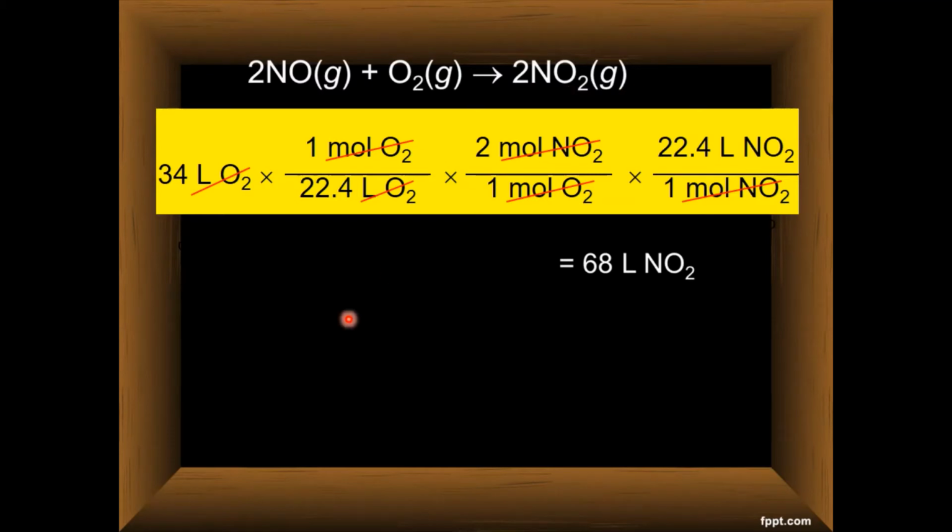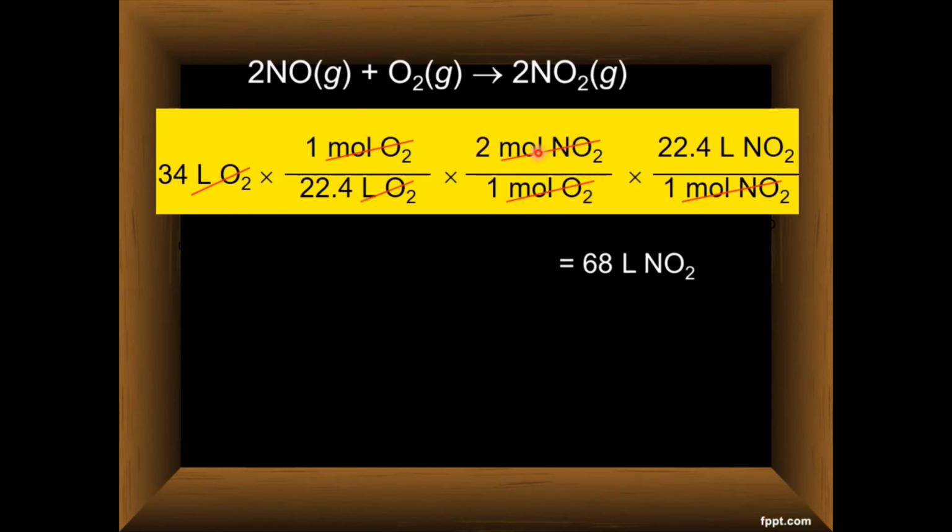So, same strategy, conversion factor. What is given? 34 liters of oxygen from the question. So liter of oxygen down and 1 mole of oxygen on the top. 1 mole of oxygen always equals 22.4 liters at STP. Times what you need, the NO2. So moles of oxygen down, and we require moles of NO2. So 2 moles of NO2 over 1 mole of oxygen comes from this chemical equation. This is your mole ratio here.